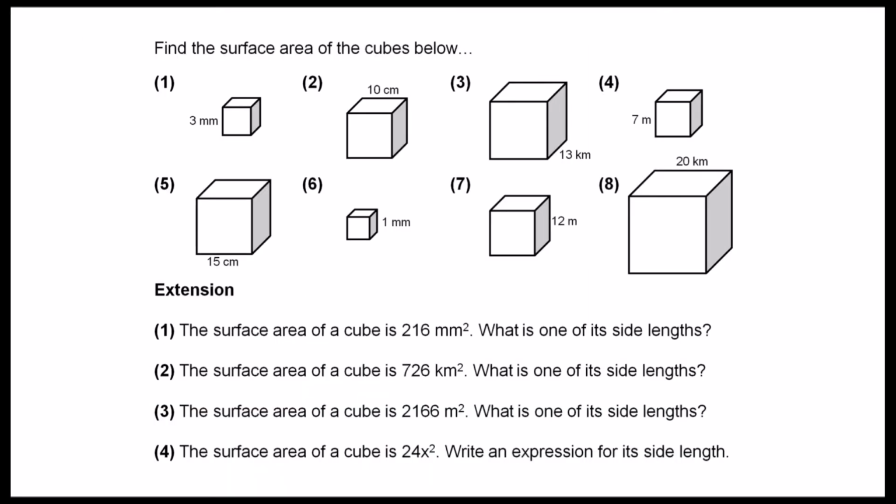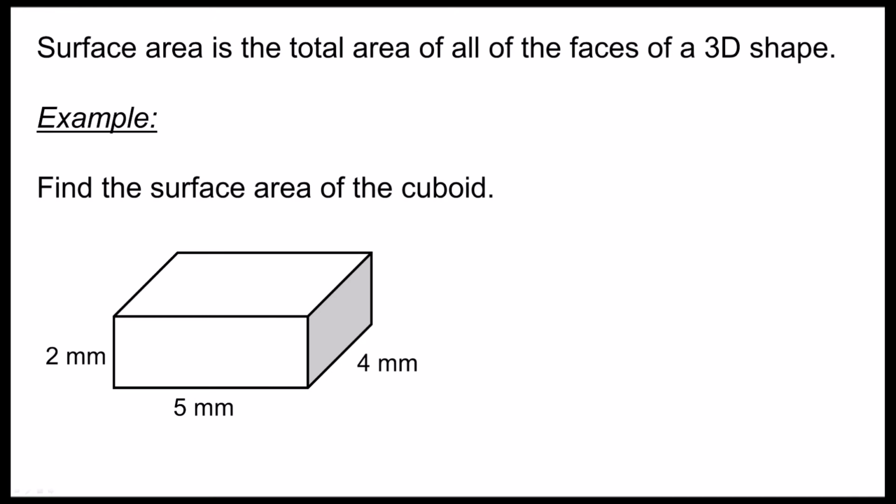So your first task is to complete the questions that you can see on the screen right now. The first section is working out the surface area of 8 cubes, and then the extension task is 4 questions very similar to the one that I've just demonstrated. This is also attached as a worksheet in the resources to help you section on Show My Homework. Once you've completed all of the questions, please check your answers very carefully against those provided on Show My Homework as well. Make sure that you correct any mistakes before you move on to the next part of the lesson.